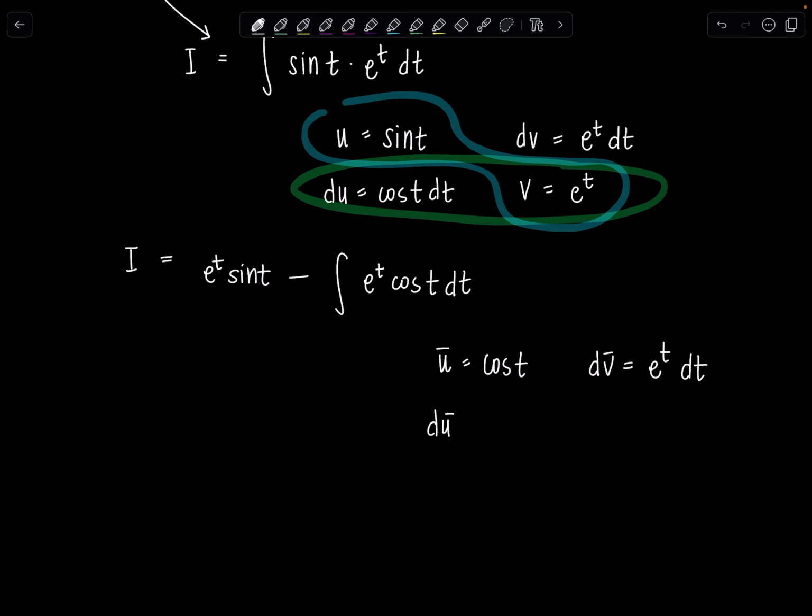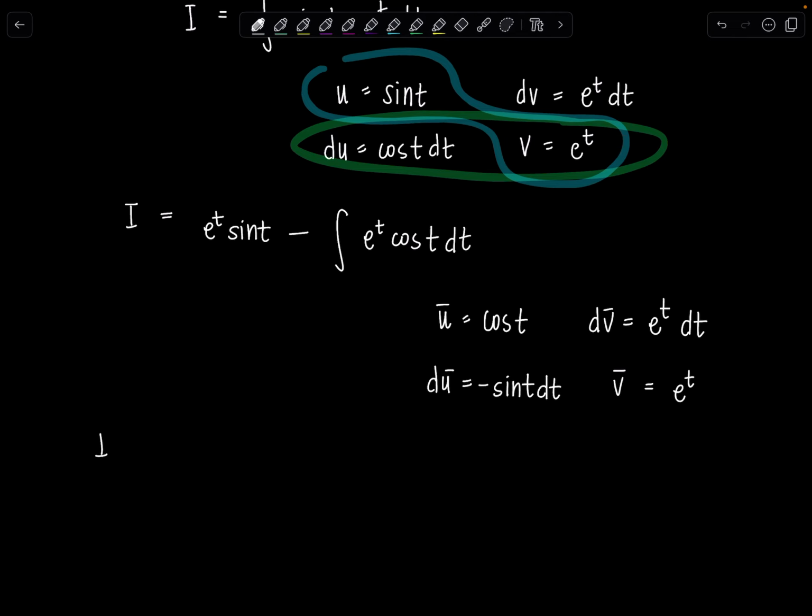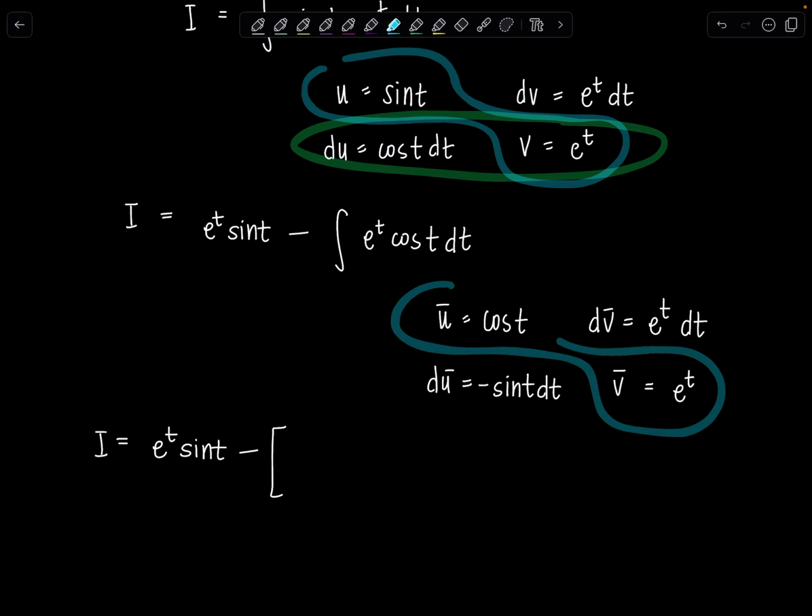Then du bar is going to be negative sine t dt, and v bar would just be e to the t. Good? Oh, okay, let's see. This is going to work out nicely. Don't be scared. So I equals e to the t sine t minus, and then I'll put a big bracket. So this is round two. U bar v bar is going to be e to the t cosine t minus integral.